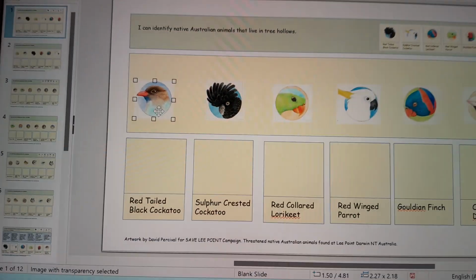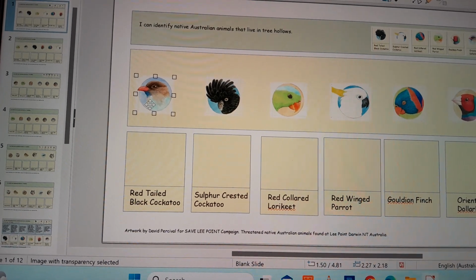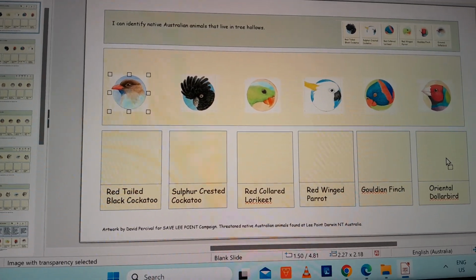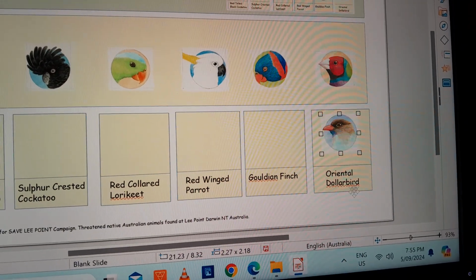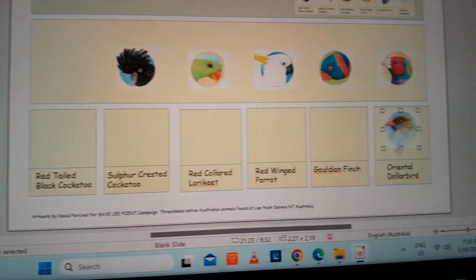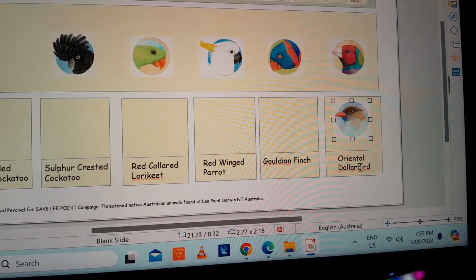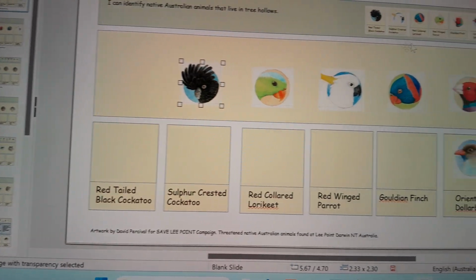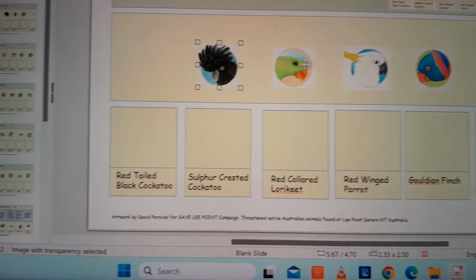Because when you're starting out, you're learning, so we don't want to make it too hard. We want to make it fun. There you go. So you just drag it over there and that's it. So it's a matching. Match the picture with the name. Okay, oriental dollar bird. So the next one, you can have a little guess and then look at the pictures as well. So here we go.